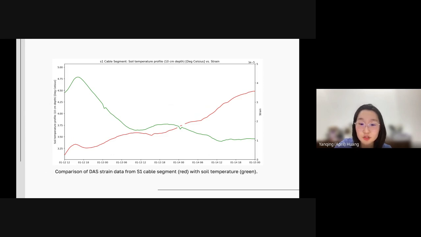As the soil temperature decreases steadily from January 12th, 6 p.m. to January 13th, 12 p.m., the strain increases at a steady rate as well. From January 13th, 12 p.m. forward, the strain continues to increase at a steady pace, while soil temperature decreases till January 14th, 12 p.m., and remains steady until January 15th at midnight.